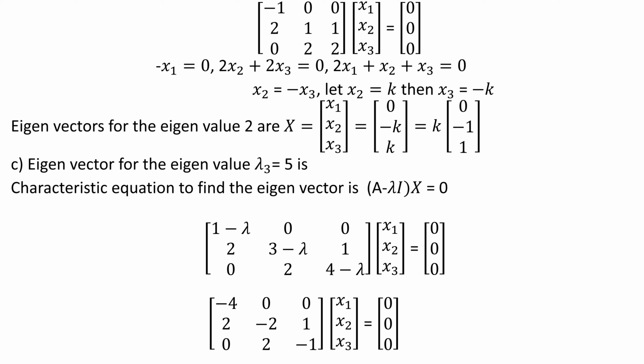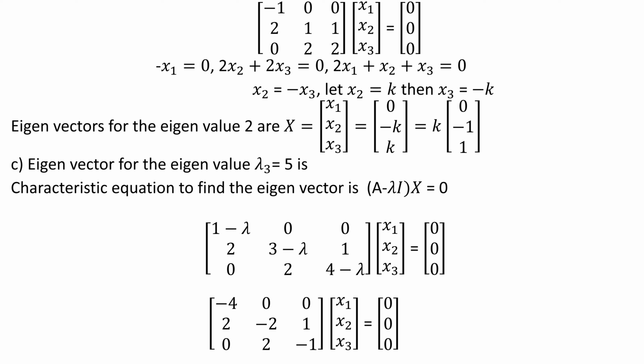So from here it will be minus x1 is equal to 0 and 2x1 plus x2 plus x3 is equal to 0, and 2x2 plus 2x3 is equal to 0. From here it will be x2 is equal to minus x3, and suppose if we take x2 is equal to k, then x3 is equal to minus k. So eigenvector for the eigenvalue 2 are x is equal to x1 x2 x3 is equal to 0 minus k, k is equal to k into 0 minus 1 1.